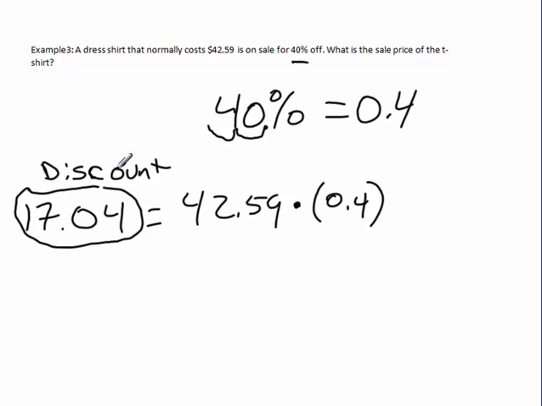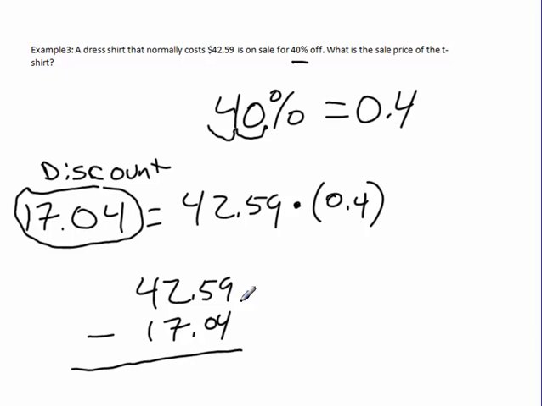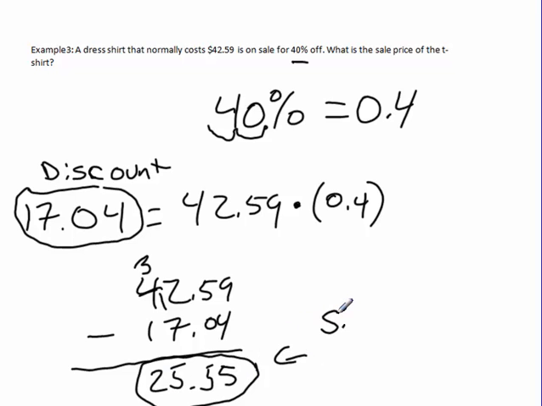So how do I know the sale price? Well, the sale price is the original cost less the discount. So we need to say 42.59 minus 17.04. 9 minus 4, that's 5. 5 minus 0 is 5. And 42 minus 17, I got to borrow the 1 here, so that's a 3, and we have 12. 12 minus 7 is 5. 3 minus 1 is 2. So my new sale price is $25.55. This is my sale price.